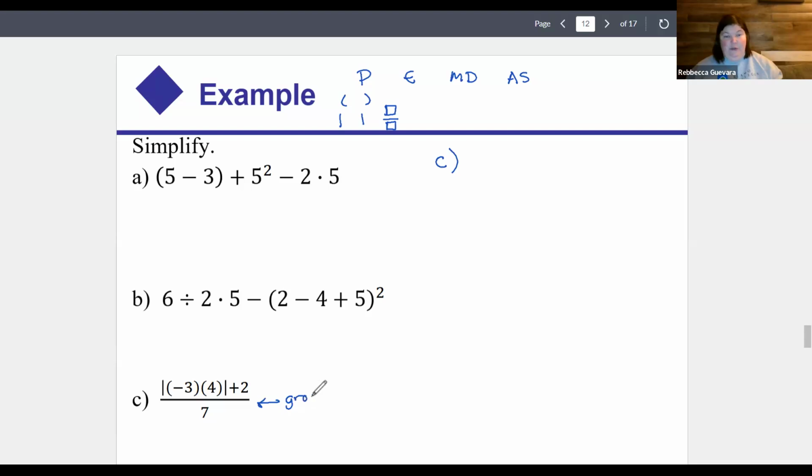Like I said, this is a grouping, so it means I'm going to tackle this first. And then inside here, we start that order of operations again, and by that order of operations again, we do this grouping. So absolute value. We've got an absolute value of -3 times 4. So -3 times 4 is just -12.